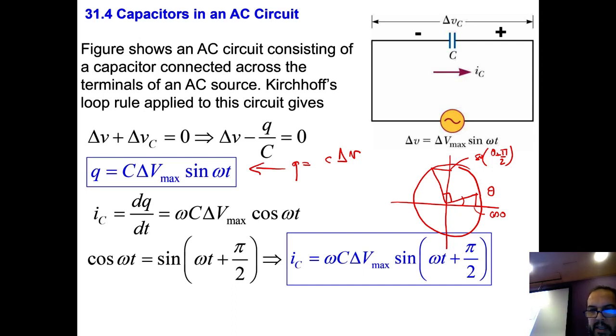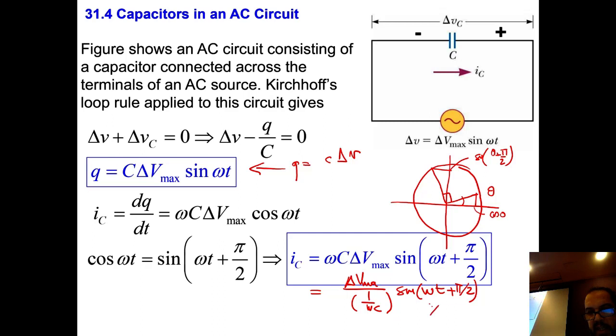We can actually write this as delta V max divided by 1 over omega C, times sine omega t plus pi over 2. And this is what we call the capacitive reactance. Capacitive reactance XC is 1 over omega C. Remember, XL for inductance was omega L. The reactance for a capacitor is 1 over omega C.